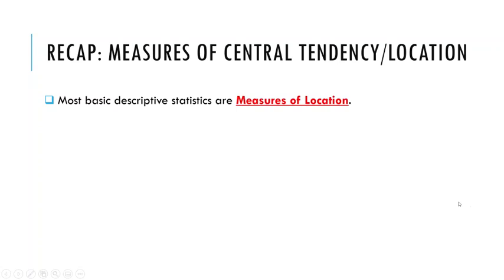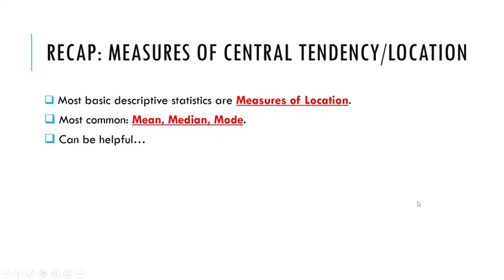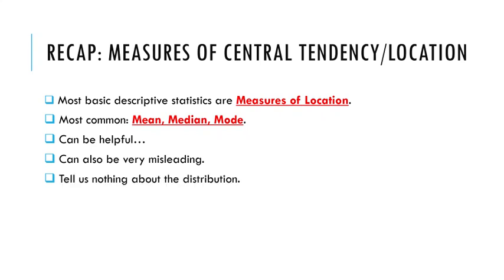So let's recap really quickly. We've been talking about the most basic descriptive statistics, which are these measures of location or central tendency. And the most common ones are the mean, median, and mode. Again, something I know you're already familiar with. And these can be helpful, but they can also be very misleading. So think about how many times you've seen a report give a mean, and you want to say, okay, but wait a minute, that doesn't really tell me very much information. So means, medians, and modes can be misleading if we try to make conclusions from them because they don't tell us that much about our data set.